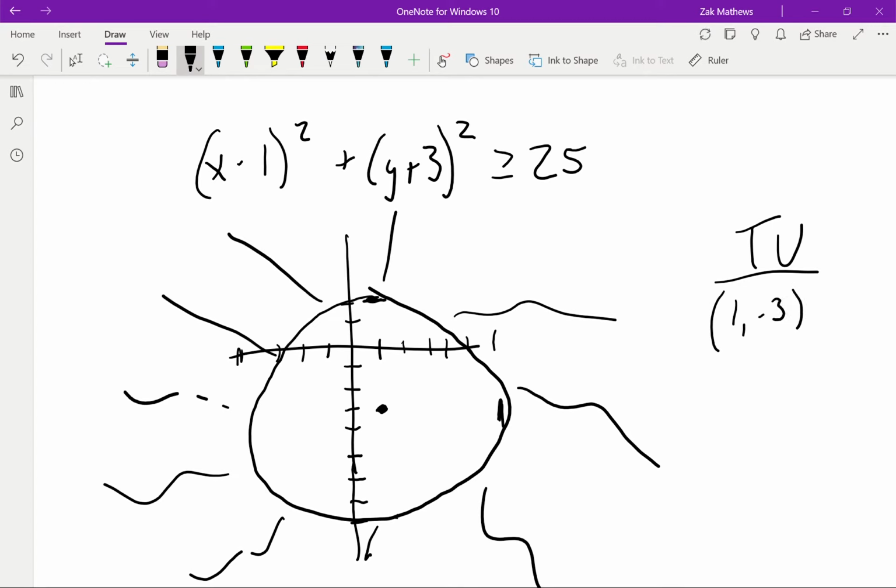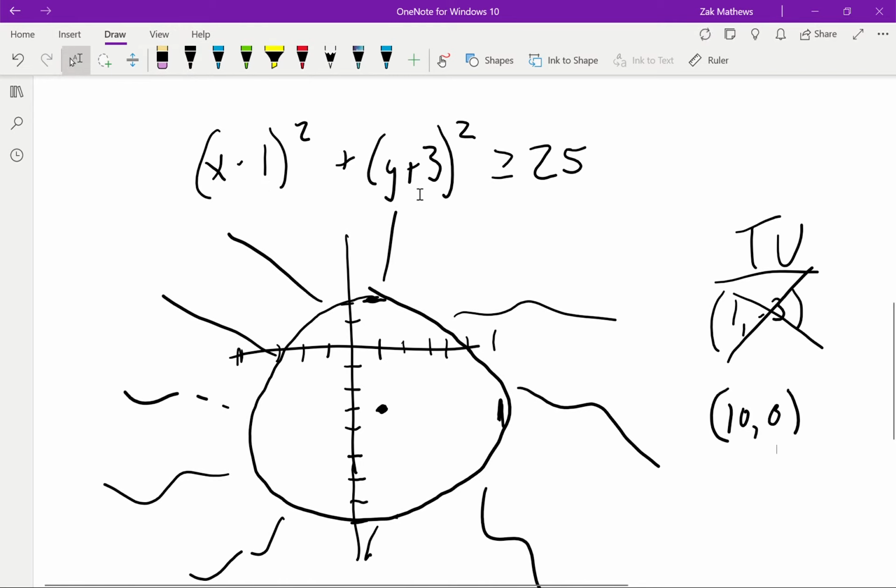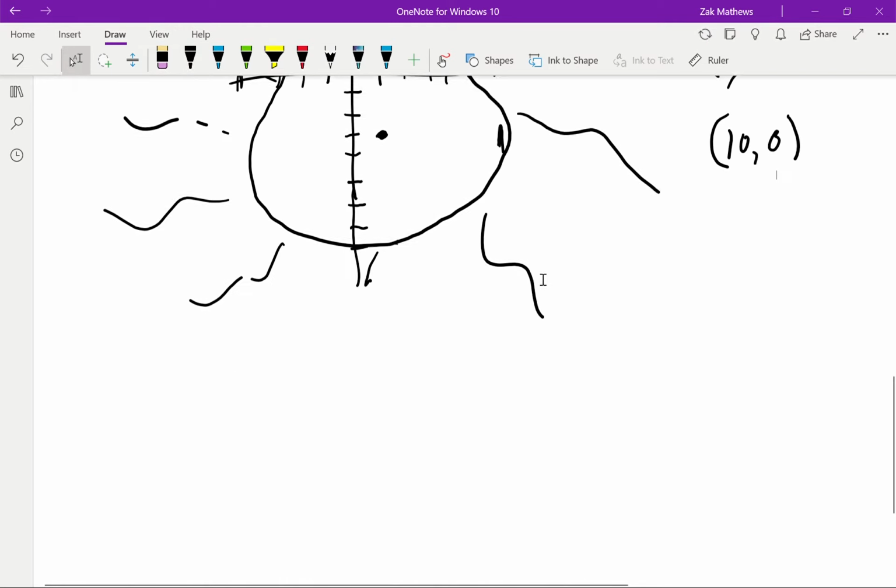Well, clearly when we plug that in, we get 0 plus 0. That's not going to work. So the inside of the circle, not going to work. That's not greater than 25. That's 0. If we were to choose something outside, I could choose maybe, say, 10, 0. So we'd have 10 minus 1 is 9. 9 squared is 81. Plus 9, 90. 90 is greater than 25, so that also works out.